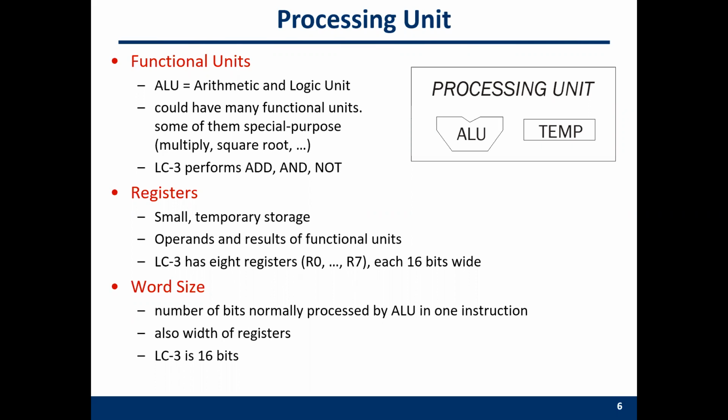And then in the CPU, we also have some registers, which can help you temporarily store some data. You can store the operands and the results of the ALU and the function units in the register file. So in the LC3, each of them is 16-bit.